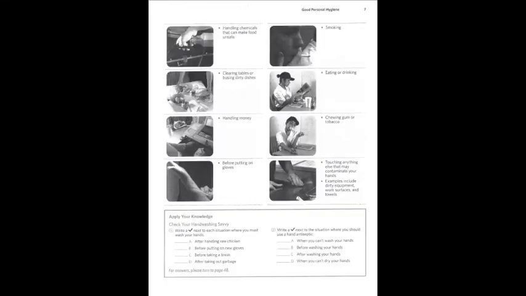Handling chemicals that can make food unsafe, clearing tables or bussing dirty dishes, handling money before putting on gloves, smoking, eating or drinking, chewing gum or tobacco, touching anything else that may contaminate your hands. Examples include dirty equipment, work surfaces, and towels.